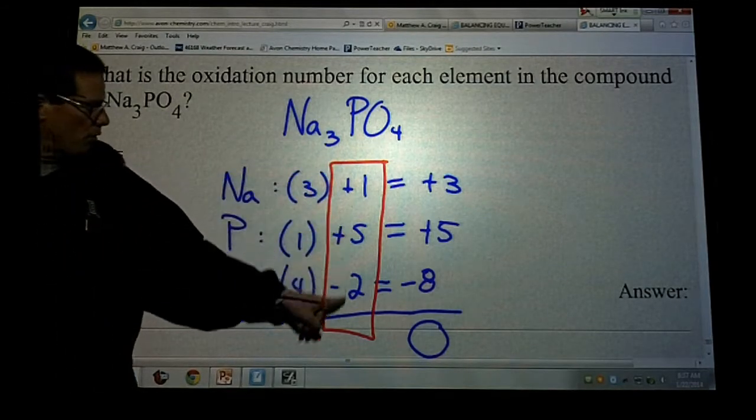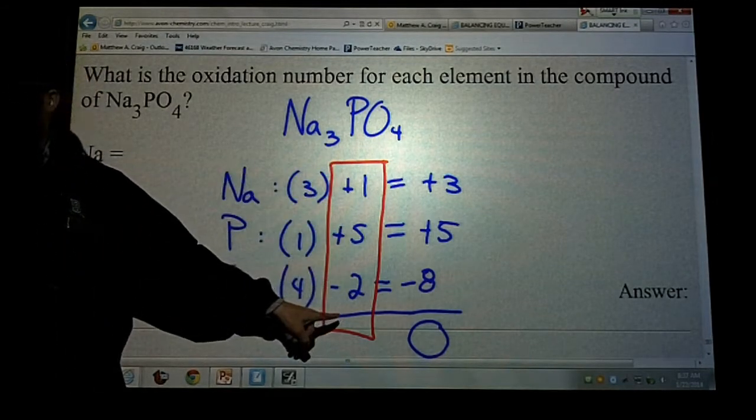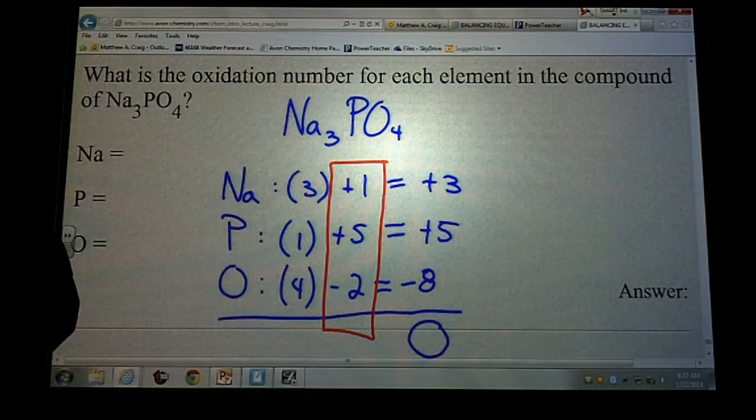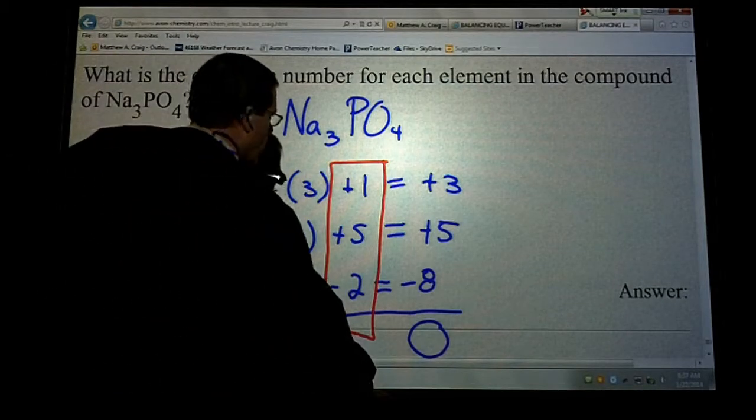These are the oxidation numbers right here. These are the numbers that you'll find on your periodic table. These are just charges to help you get the oxidation numbers. Do one more here.